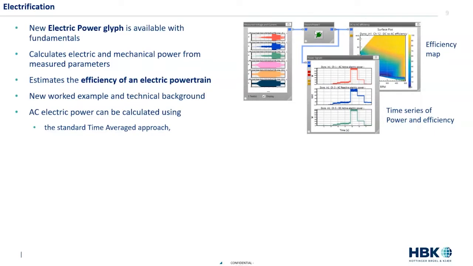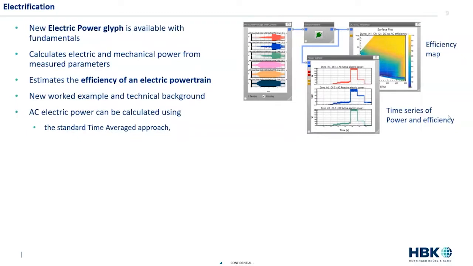And it calculates electric power, mechanical power from measured parameters. Obviously, for the electric power, you need current and tension signals, whether those signals are coming from the battery or the output of the inverter, for instance, in an electric drivetrain. So it will calculate the electric DC power, AC power, mechanical power, and therefore it can estimate the efficiency of the inverter, efficiency of the electric motor, efficiency of the whole drivetrain.